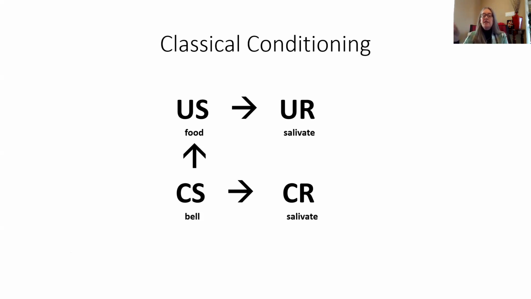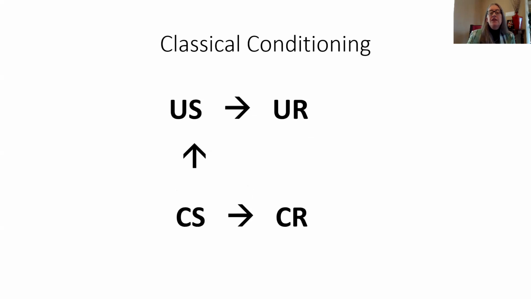And when the dog salivates to the bell, we call it the conditioned response. When the dog salivates to the food, we call it the unconditioned response. And you can see that the responses, the UR and the CR, are always the same. It's what they're responding to that differs. Okay? So let me give another example.